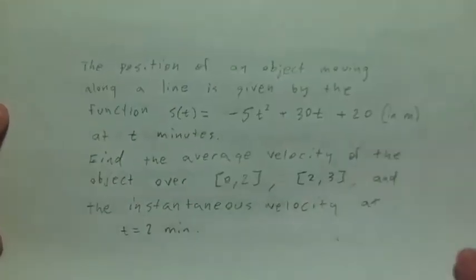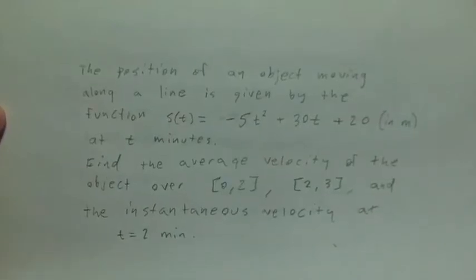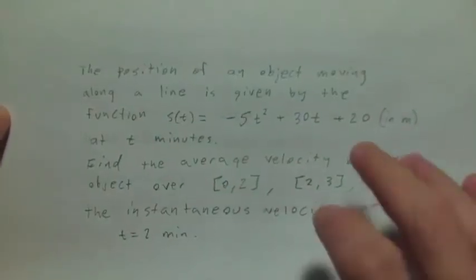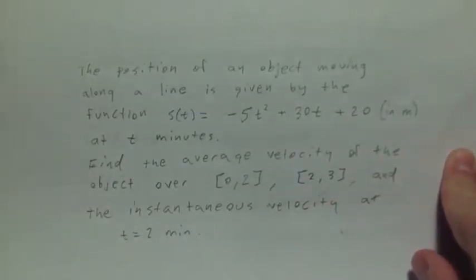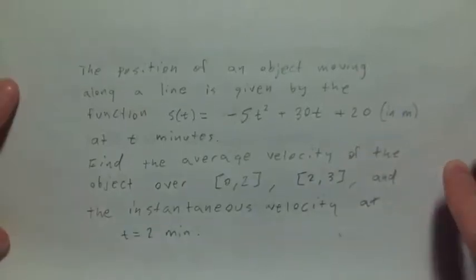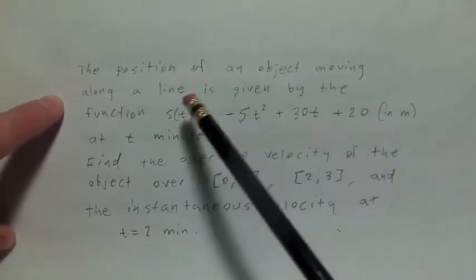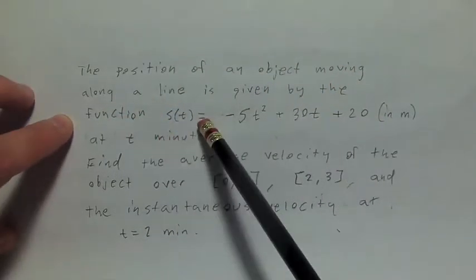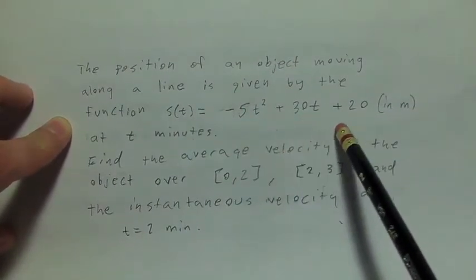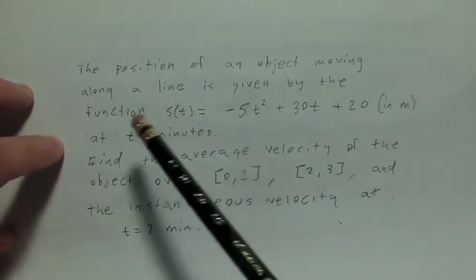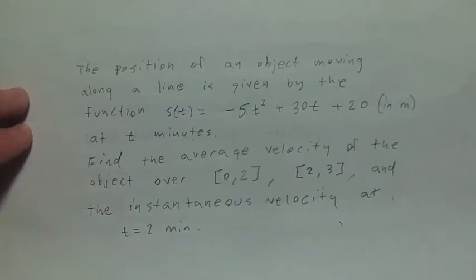Okay, class, so here is an extra example of the average velocity, instantaneous velocity type problems for those of you who would like to see another one if just seeing one of them wasn't enough to help you out. So you're going a little more general here than a rock falling. This is just the position of an object moving along a line given by the function s of t equals negative 5t squared plus 30t plus 20, in meters at t minutes. So its position at t minutes, in meters, is given by this function.